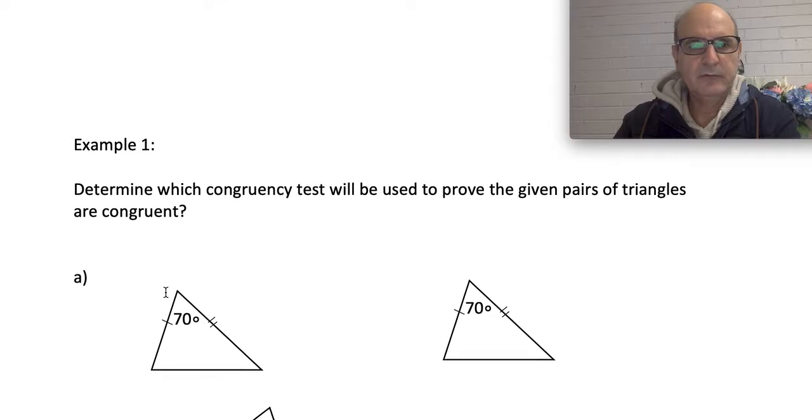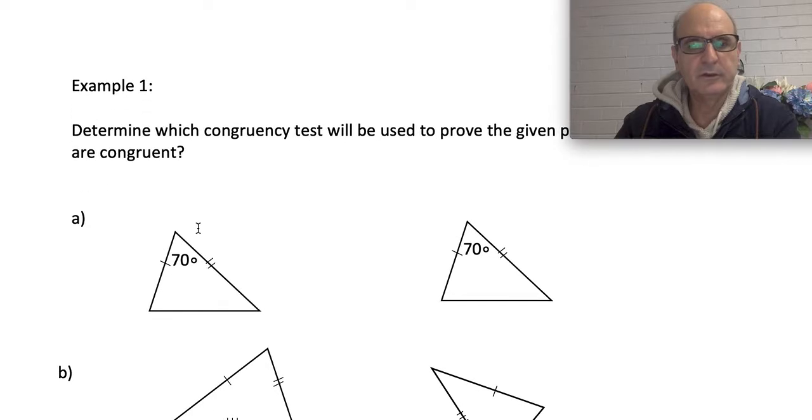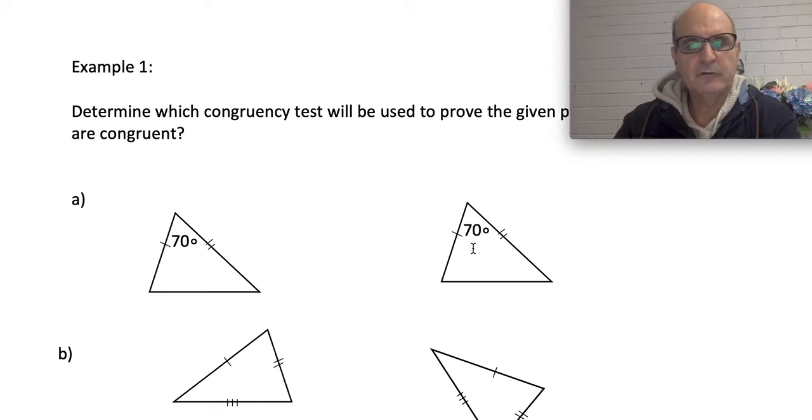Okay, let's look at a number of examples. Example 1, determine which congruency test will be used to prove the given pairs of triangles are congruent. All right, so how do we prove that these two triangles are congruent? As you can see, this side is equal to this side. How do I know that? Both of them have got one dash on them.